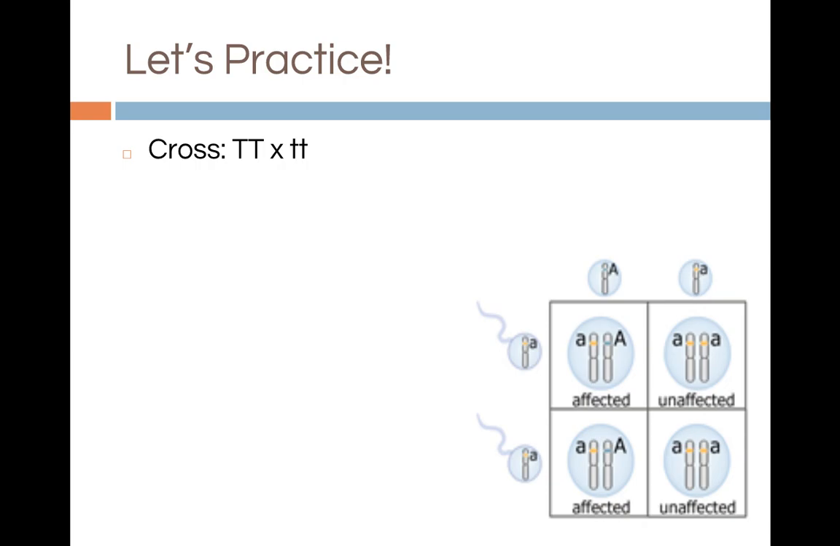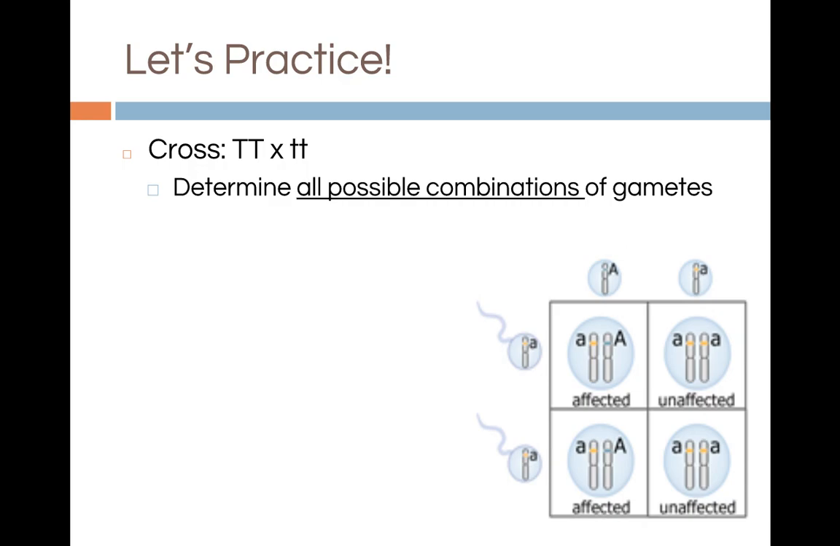So we're going to practice. Kind of ignore that visual at the bottom for now. When we do a cross, we're determining all the possible combinations of gametes. I know the two letters at the top, big T and big T, little t, do not match up with this diagram down at the bottom.